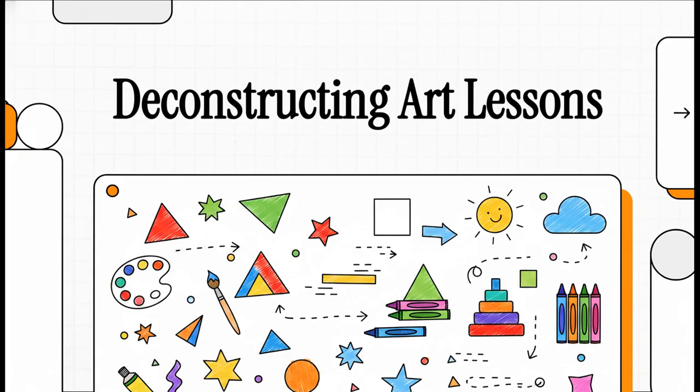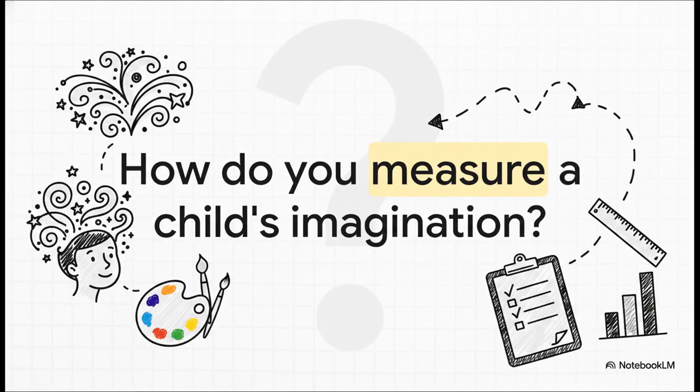Today, we're deconstructing an actual, real-world lesson plan designed for fourth-grade art students. Specifically, we're looking at a 50 to 60-minute module focused on creating art with shapes and colors. We're going to literally look at the exact document teachers use to guide young minds. But before we get into the nuts and bolts of the curriculum, we have to ask this core philosophical question. How do you actually measure a child's imagination?